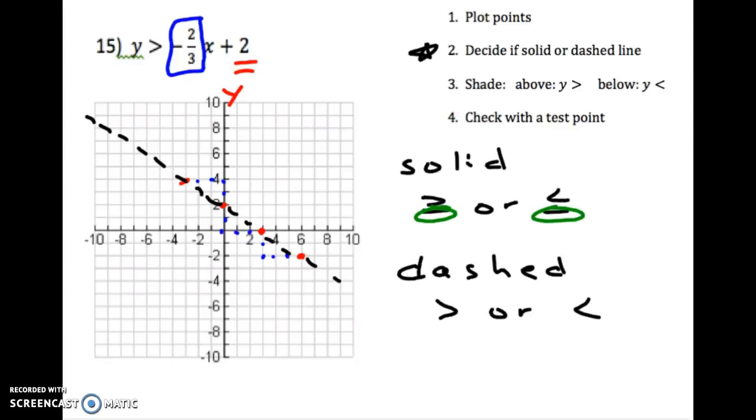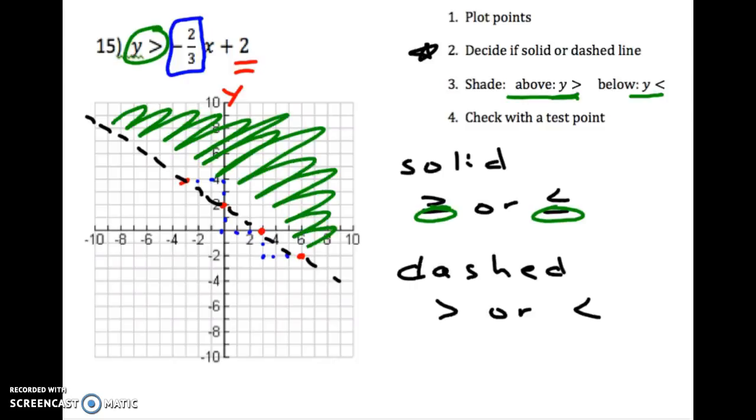Alright, third step is to shade. In this case, we catch a break because it's in slope-intercept form. We can go strictly with the little guideline. If it's a y is greater than or equal to, we shade above. If it's a less than or equal to, we can shade below. In our case, we have a y is greater than, so that should be the above case. So we're going to shade above the line, in this case up and to the right.